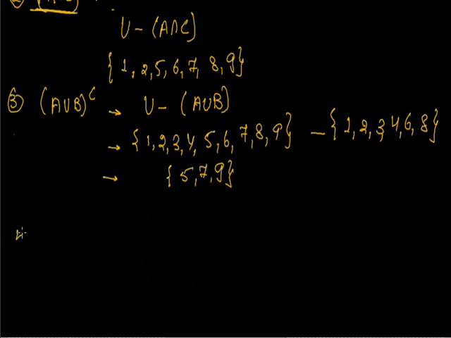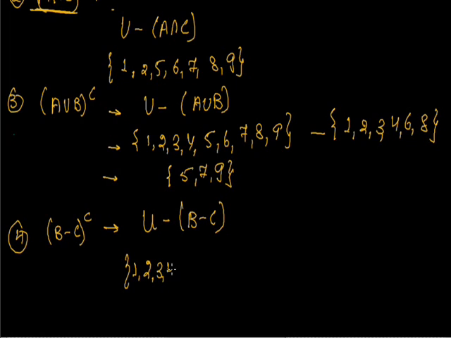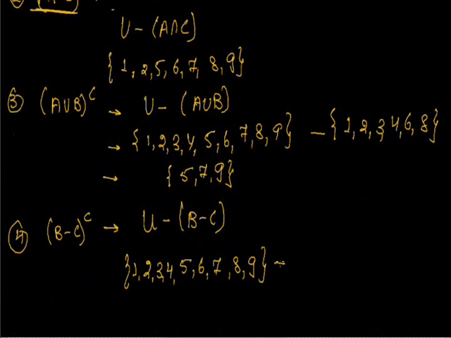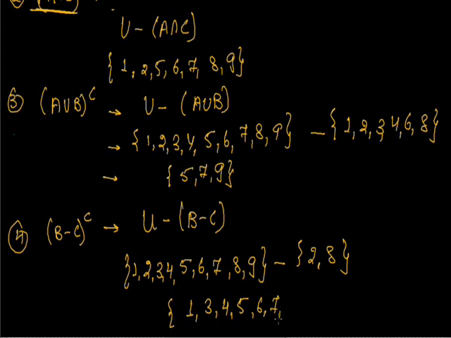Let's move to the fourth question. In the fourth question we have to find B minus C complement. So B minus C complement will be equal to U minus B minus C. In U there are the elements 1, 2, 3, 4, 5, 6, 7, 8, 9. And B minus C means elements which are in B but not in C. So 4 is common to both, so we will take only 2 and 8. So B minus C will be equal to 2, 8. If we exclude these two elements, the B minus C complement will be equal to 1, 3, 4, 5, 6, 7, 9.